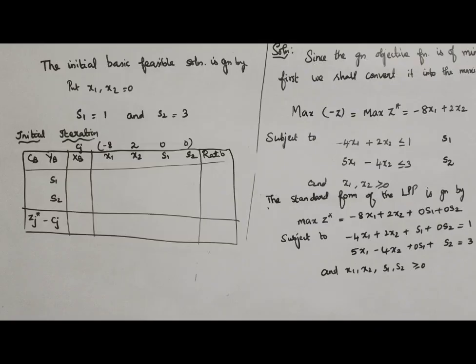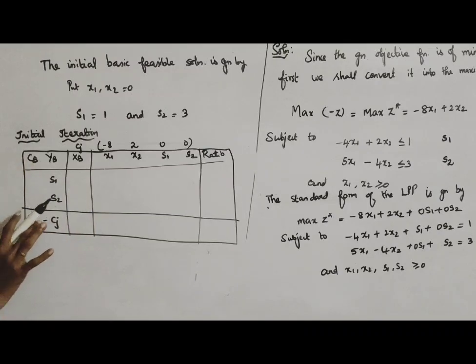Now we have to write the initial basic feasible solution. How do we write it? You substitute 0 for the non-basic variables, that is x1 and x2. Hence, we get the basic variables s1 = 1 and s2 = 3 by using the constraints. Now we proceed with the initial iteration, with columns CB, YB, XB, x1, x2, and here the two variables s1 and s2 are given, so we write those also.